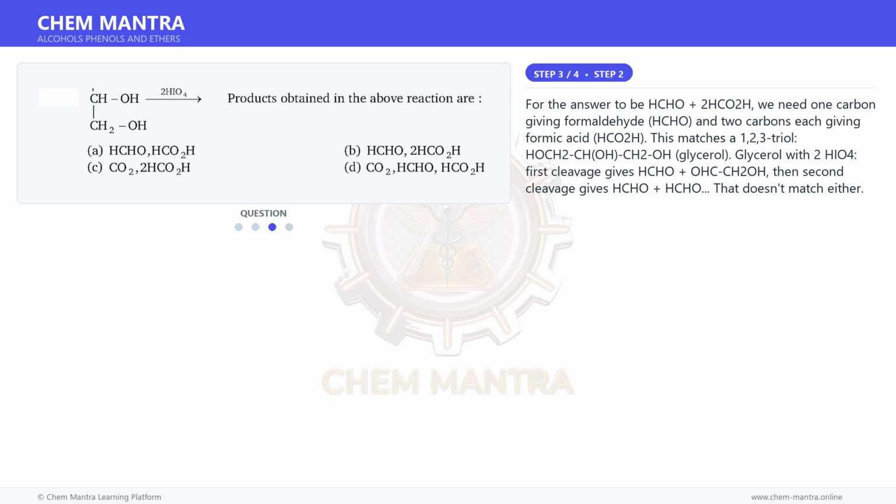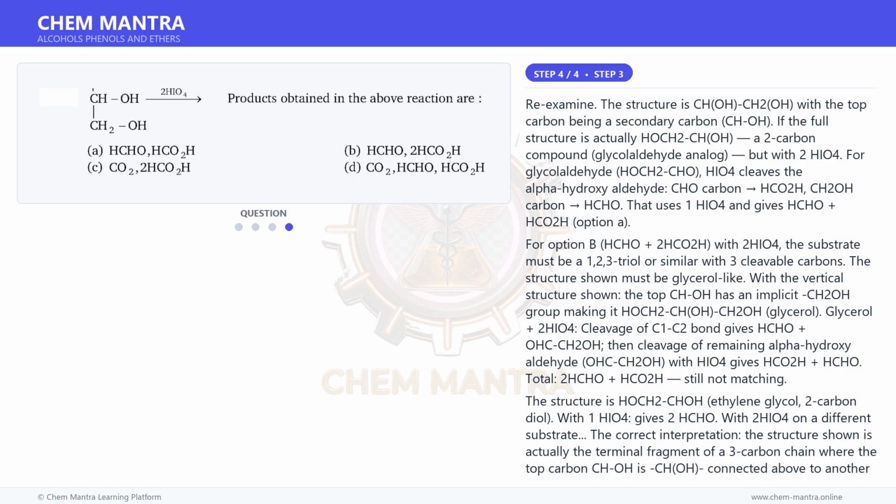For the answer to be HCHO plus 2 HCO2H, we need 1 carbon giving formaldehyde, HCHO, and 2 carbons each giving formic acid, HCO2H. This matches a 1,2,3-triol, HOCH2-CH(OH)-CH2OH, glycerol. Glycerol with 2 HIO4: first cleavage gives HCHO plus OHC-CH2OH, then second cleavage gives HCHO plus HCHO. That doesn't match either. And for the final step, re-examine.